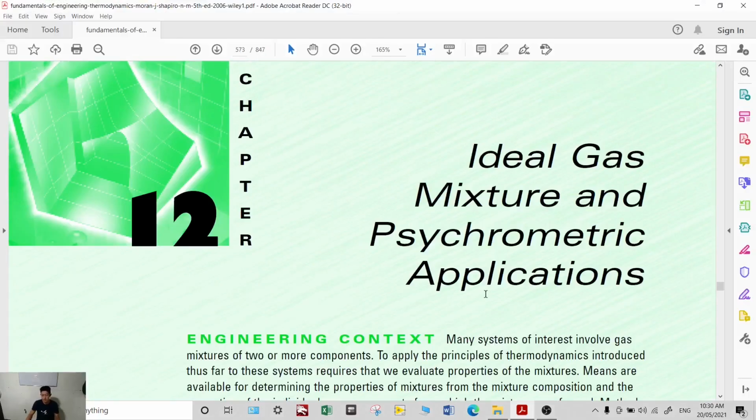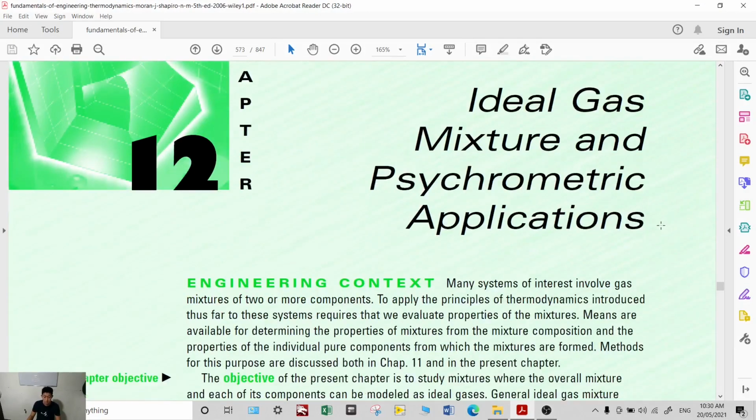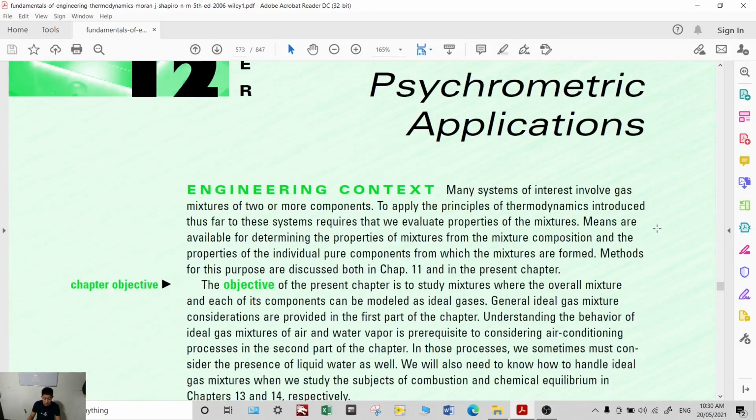Okay, good day, and today we'll proceed in chapter 12 about ideal gas mixture and psychrometric applications. So, the objective of this chapter is to study mixtures where the overall mixture and its components can be modeled as ideal gas.